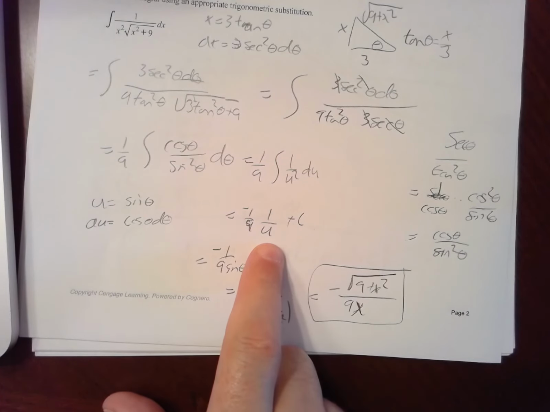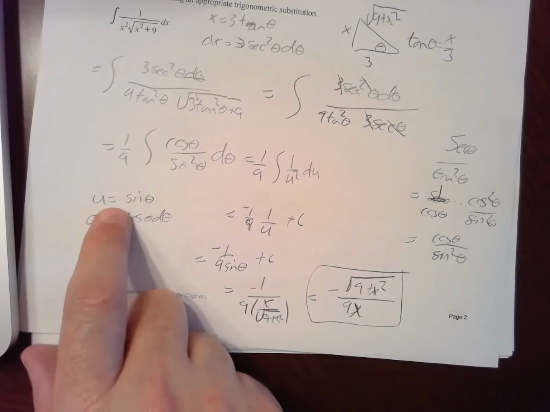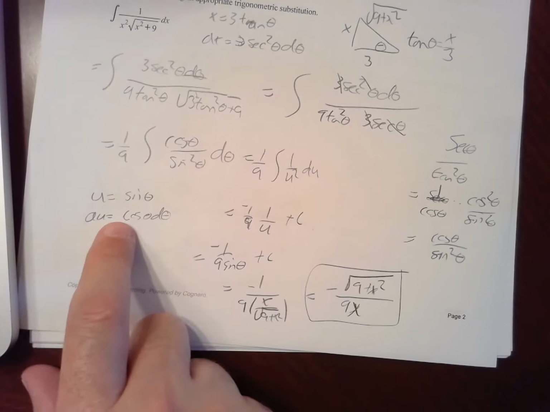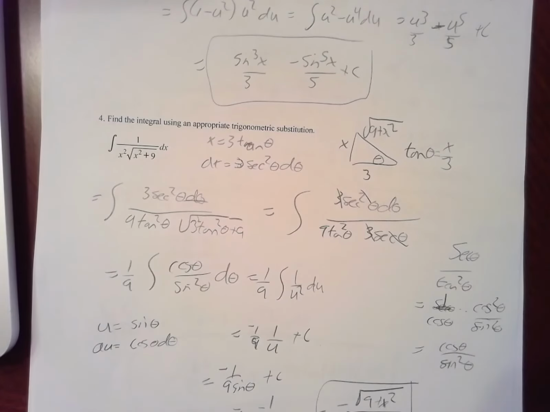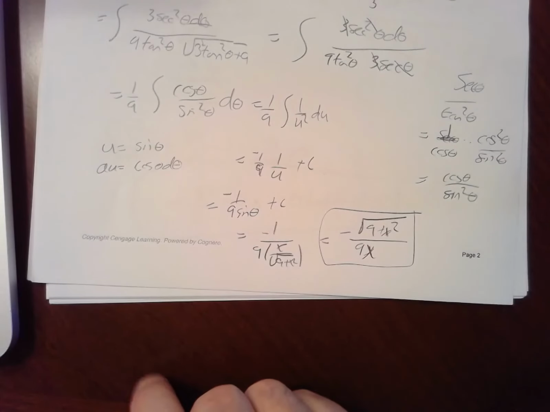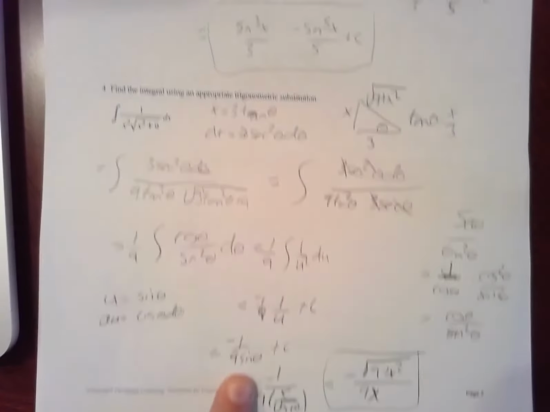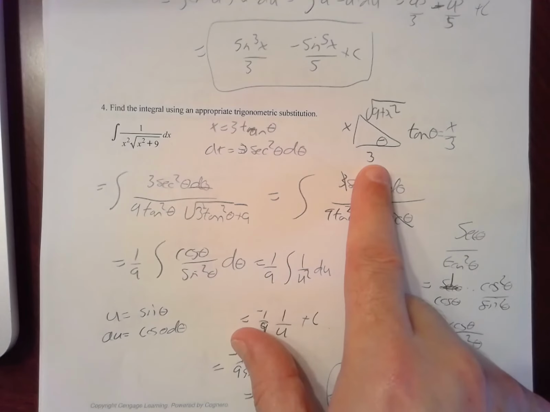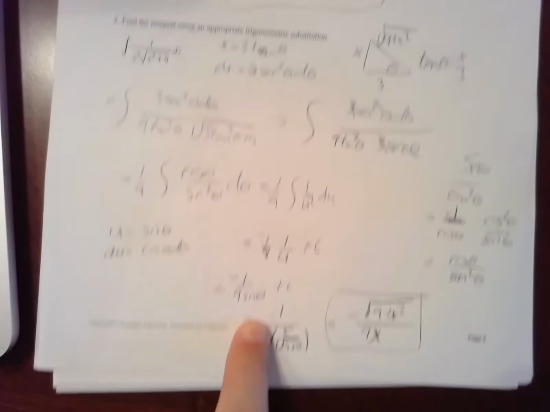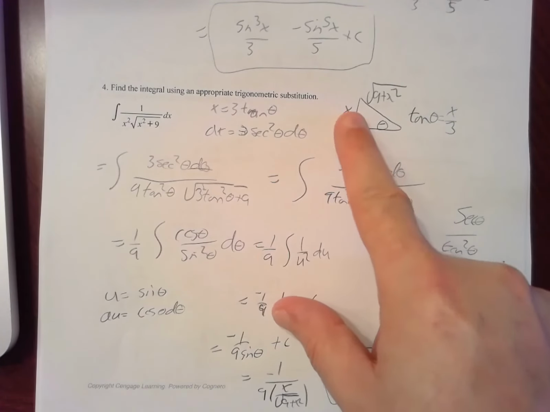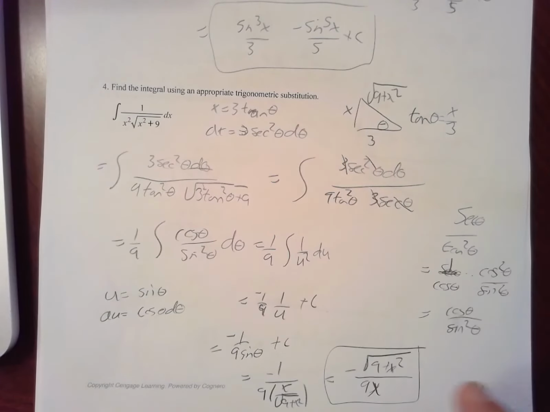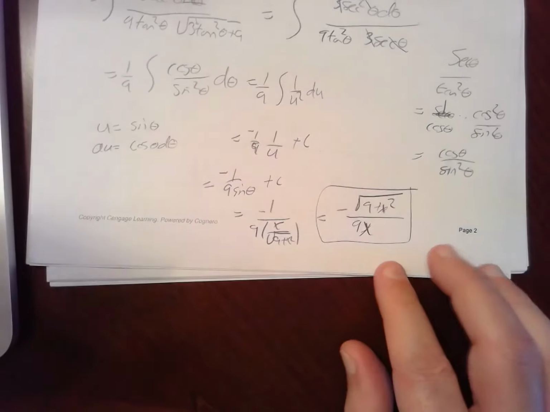Now we have to convert back into sines and cosines. Then we have to convert back into x, or excuse me, our final answer should be in terms of x. So we got to be careful here. We draw the triangle. I drew the triangle up here because at some point we're going to need sine of theta. It's right there, sine of theta. We knew tangent of theta was x over 3, opposite over adjacent. Pythagorean to get the other side. This is our final answer, plus c.